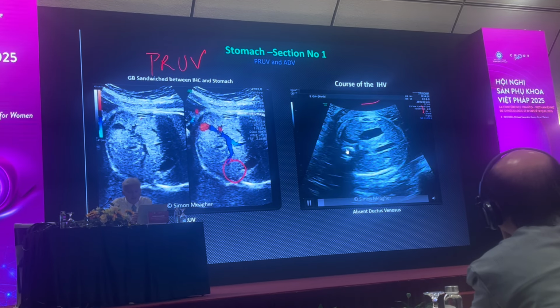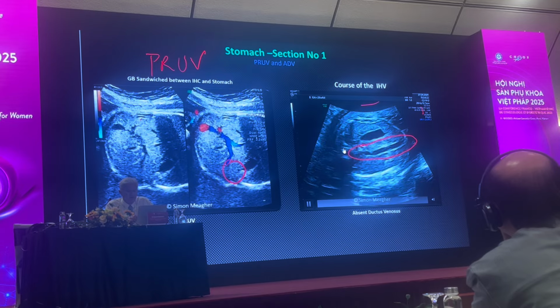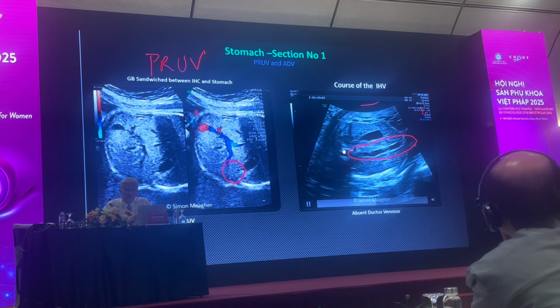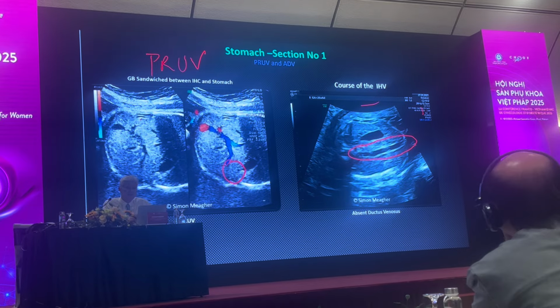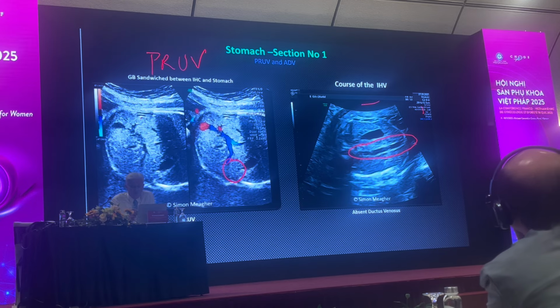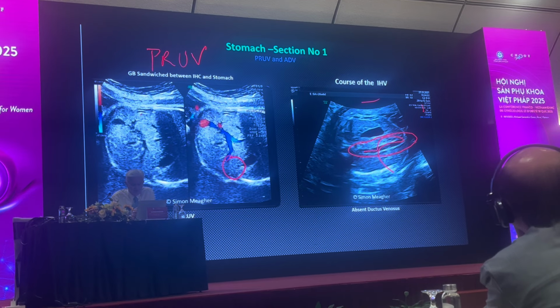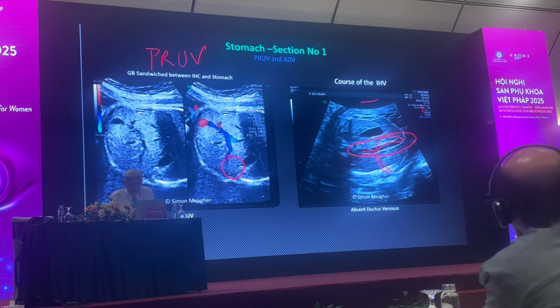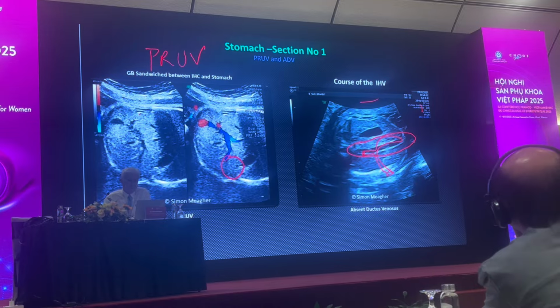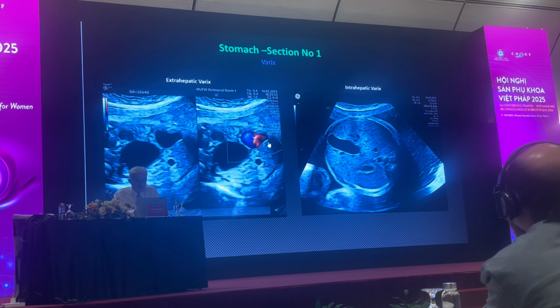And we pick the abnormality up because we can see the abnormal course of the intrahepatic vein going straight in and draining into the IVC. Because this baby has no ductus venosus. Normally, it comes in like this and gives off the ductus venosus. But this baby is abnormal. What do you think is the abnormality here?